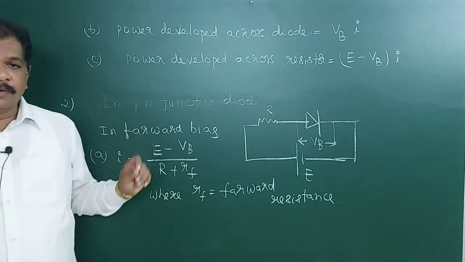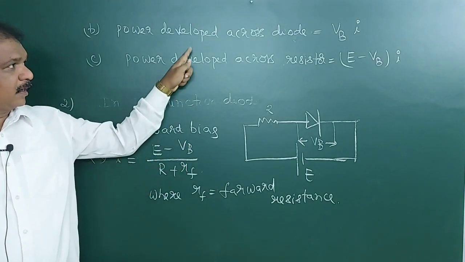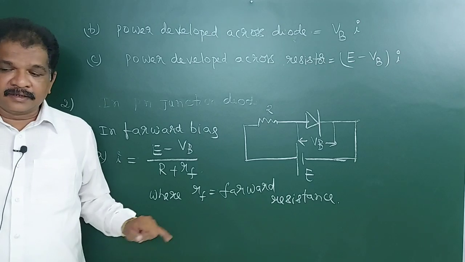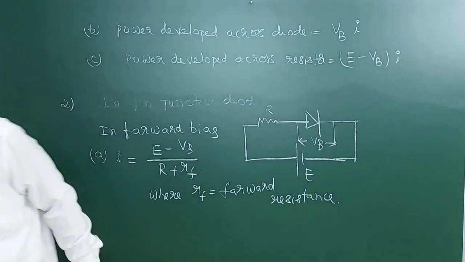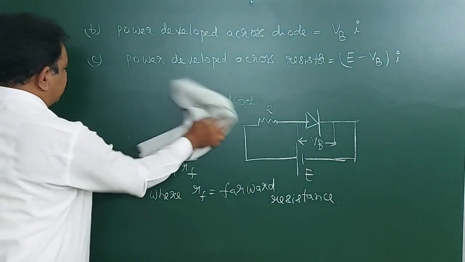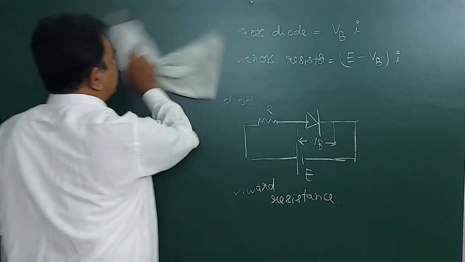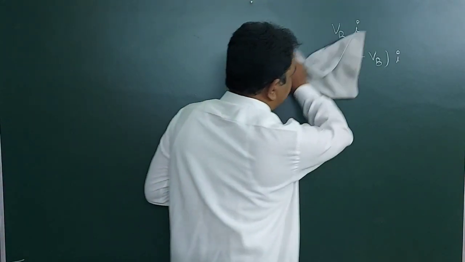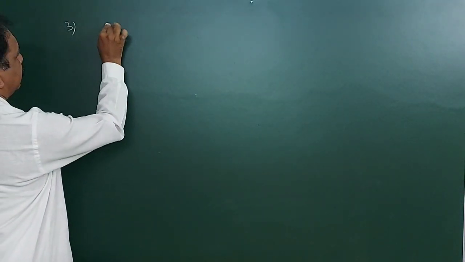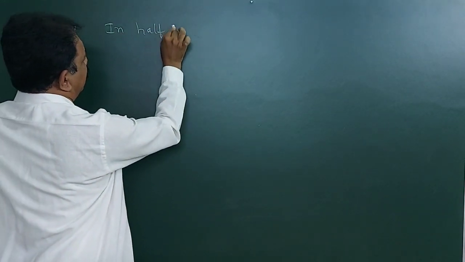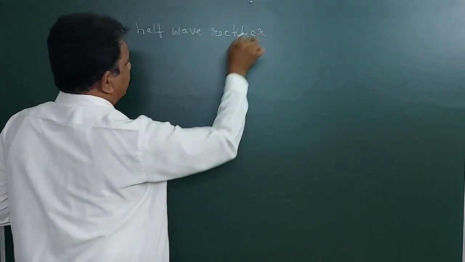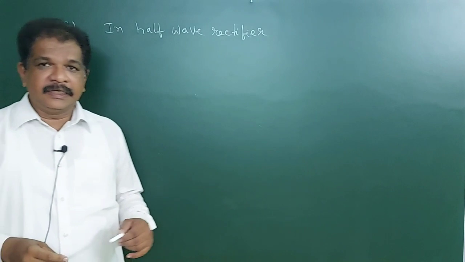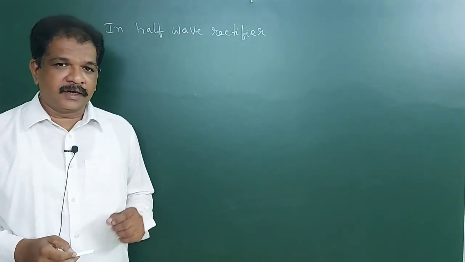On these models, problems will be there. What is the power developed across the diode, across the resistor? What is the current in the circuit? We will use this formula. Okay, next. Third one, half wave rectifier. Rectifier uses what? To convert AC into DC, we will use the rectifier.